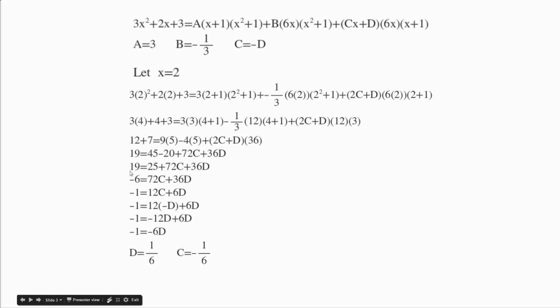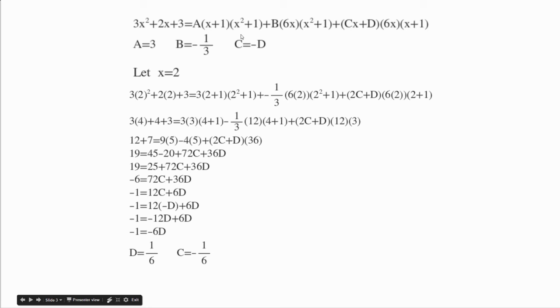Subtract the 25 from both sides. You're going to get negative 6 equals 72c plus 36d. Now you can divide both sides by 6. Everything here can be taken down by that factor. So you're going to get negative 1 equals 12c plus 6d. 72 divided by 6 is 12. 36 divided by 6 is 6. So negative 1. Okay, so now we're going to substitute our c for negative d.